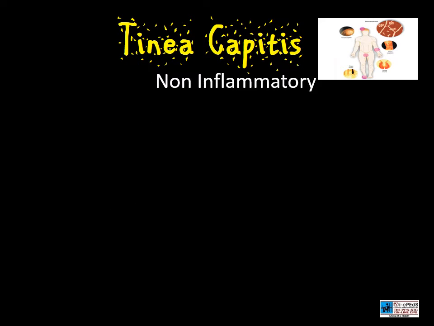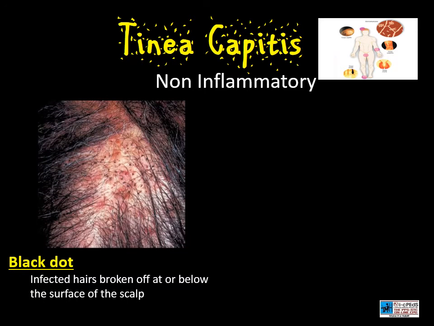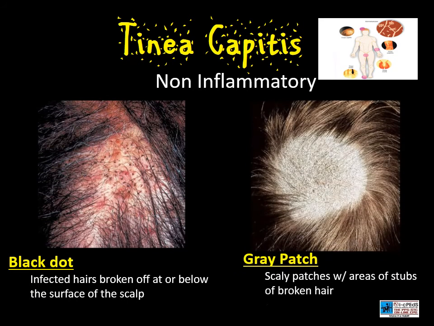Tinea capitis causes the gradual appearance of round patches of dry scale, alopecia, or both. Trichophyton tonsurans infection causes black dot ringworm in which hair shafts break at the scalp surface. Microsporum audouinii infection causes gray patch ringworm in which hair shaft breaks above the surface, leaving short stubs.